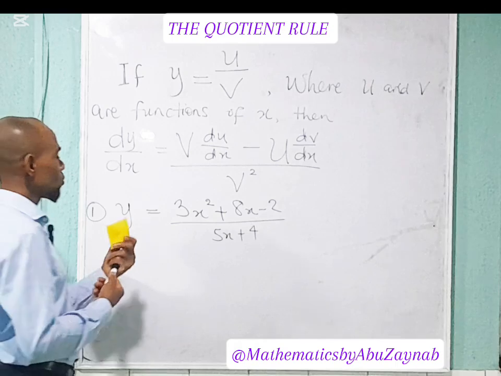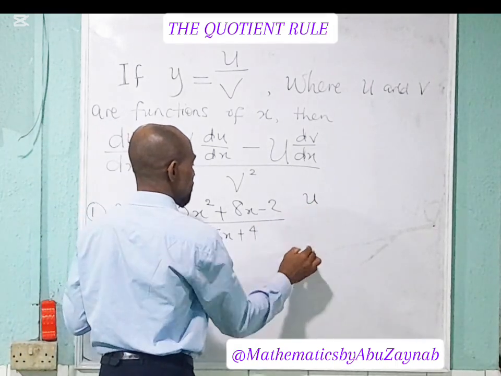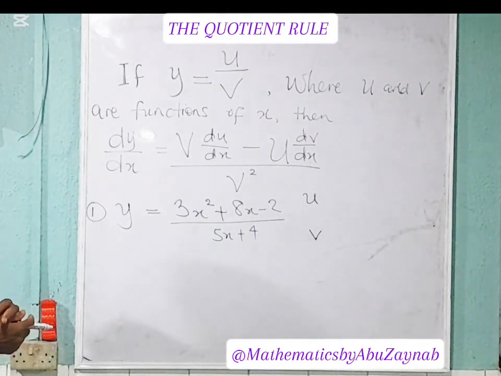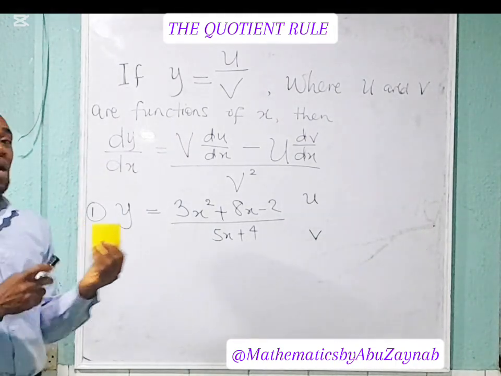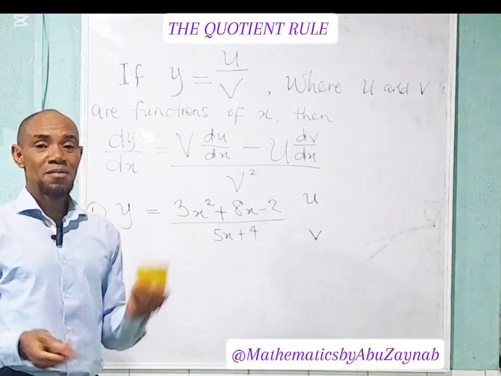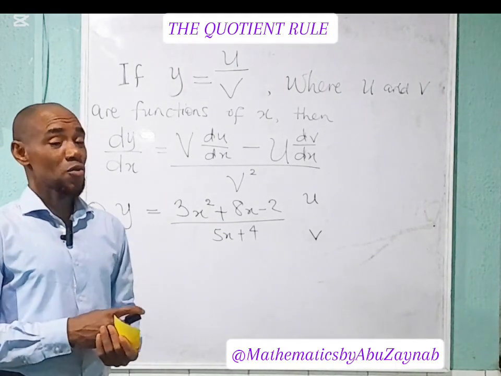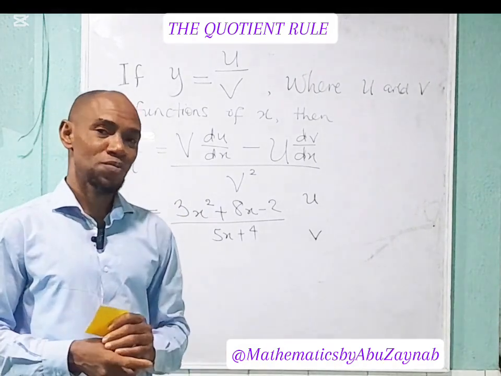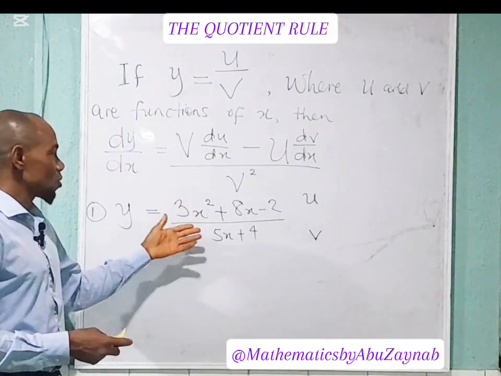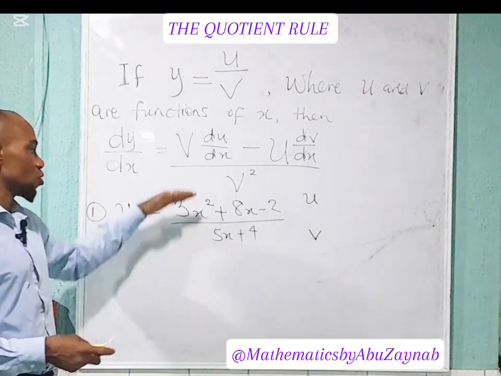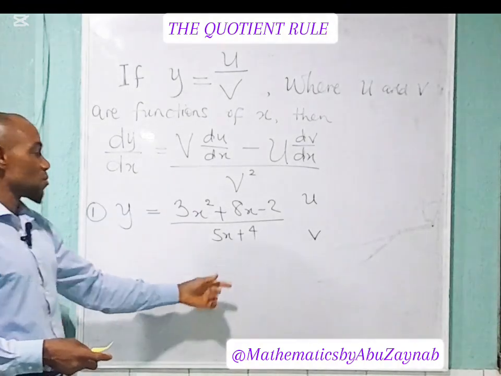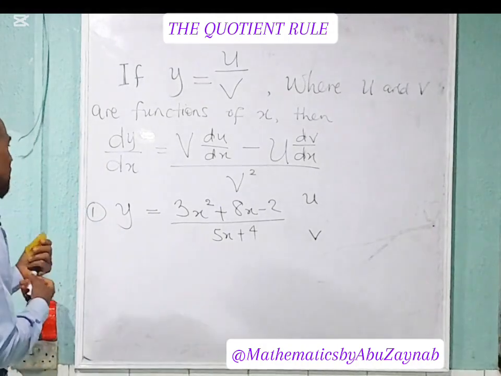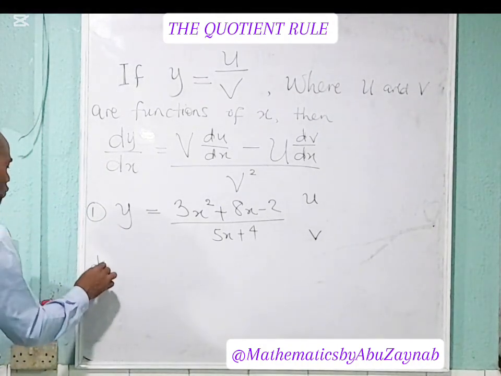And for the quotient rule, the numerator is strictly your u and the denominator is strictly your v. Unlike in product, where you have the liberty to either make the first one your u and the second one your v, or the first one your v and the second your u. In this case, the numerator must necessarily be your u, while the denominator must necessarily be your v. So let's quickly see how to solve this using the quotient rule.